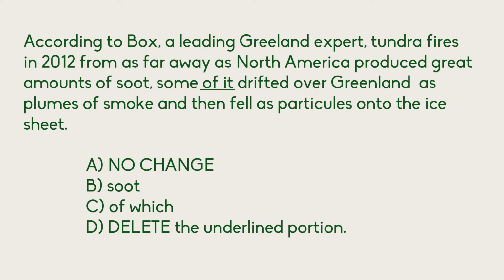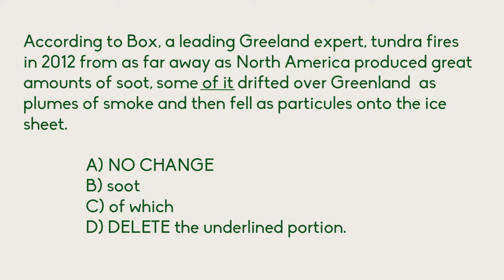So if we took, for example, no change as it is, before the comma, we need to think about, do we have a full sentence? And we do. According to Box, a leading Greenland expert, tundra fires in 2012 from as far as North America produced great amounts of soot. That's a full sentence. Then what happens after the comma? With no change, some of it drifted over Greenland. Well, if we take just that part, that in itself is a sentence. Some of it drifted. That's a sentence.